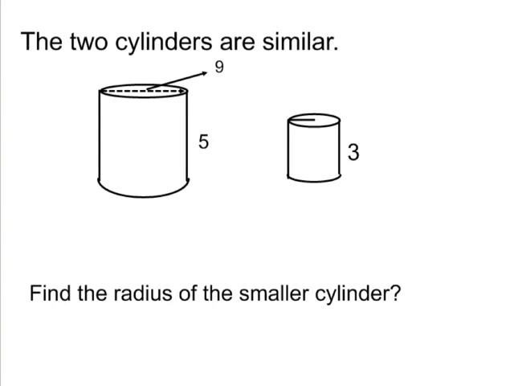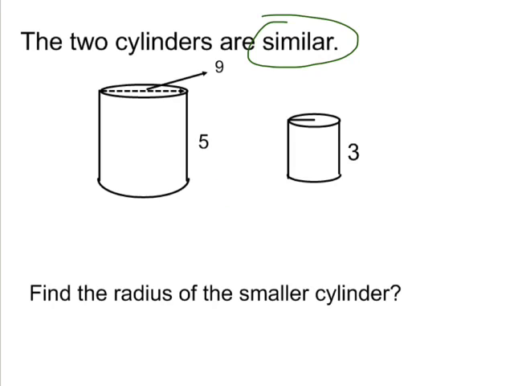Okay, in this problem we have two cylinders and they are said to be similar. Anytime you see the word similar, you're going to be setting up a proportion to solve a missing or an unknown measurement. And it says specifically to find the radius of the smaller cylinder. So let's look at the information we are given. You can see that we have the diameter of the larger one and that it is 9. And then we have the length or the height, which is 5.